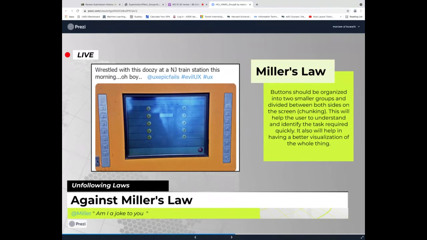Next, we have Miller's law, in which, as you can see, the buttons should be organized in two smaller groups, divided on both sides. So Miller's law presents chunking, which helps the user to understand and identify the task quicker and easier.